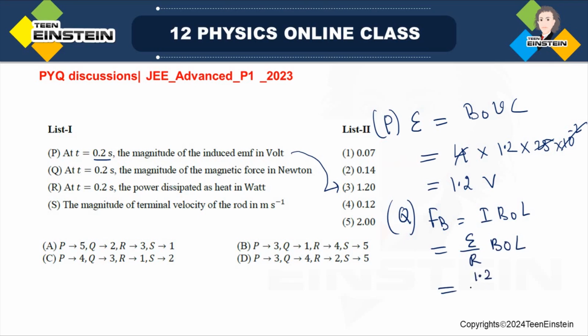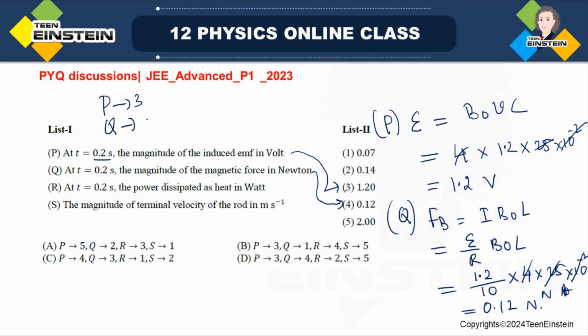This is 1.2 volt, this is 10 ohm, this is 4 Tesla, and this is 25 into 10 to the power minus 2. So again these two will cancel each other. This will be in Newton, since it is force, so this will be 0.12 Newton. Okay, 0.12 Newton, so 4. So Q is matching with 4. So I'll write here P matching with 3, Q matching with 4.